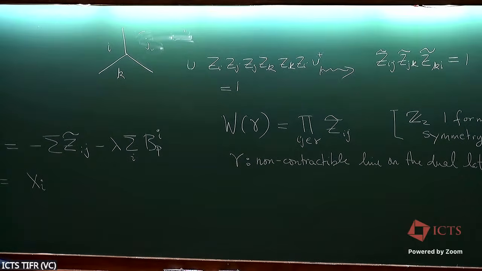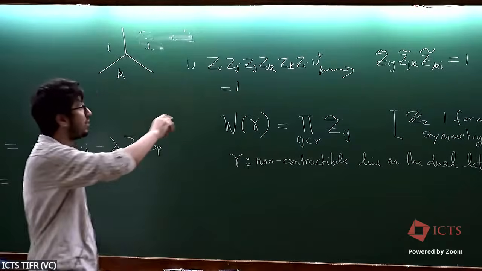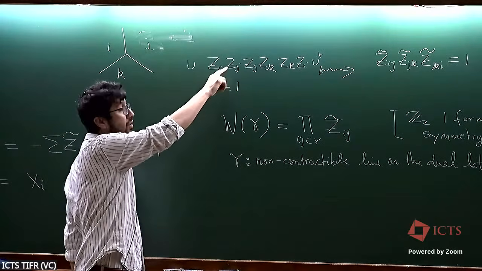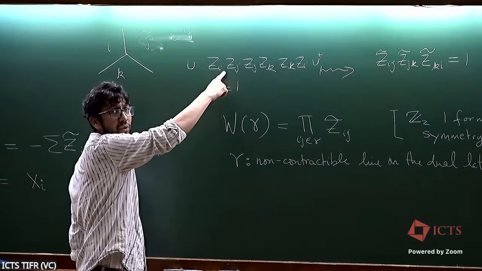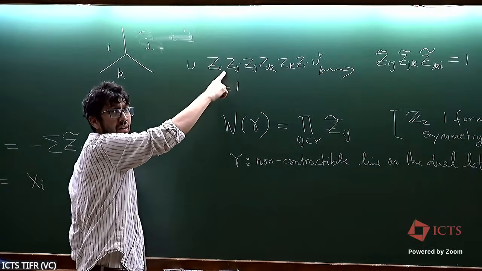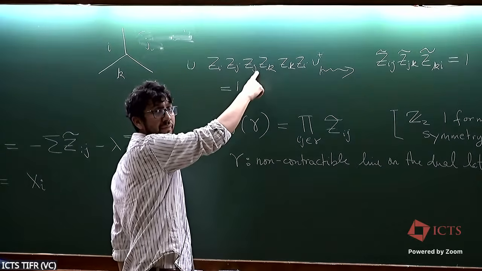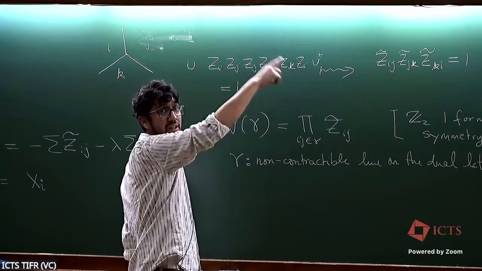Oh, sorry. I need to minimally couple also. I need to minimally couple each of these, and then I get a closed loop of Z tildes. So I have to add Z tilde ij on each of these, and then I get a closed loop of Z tildes, which is 1.